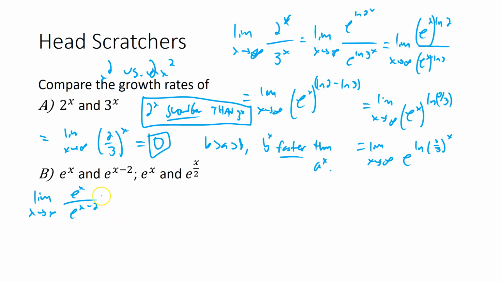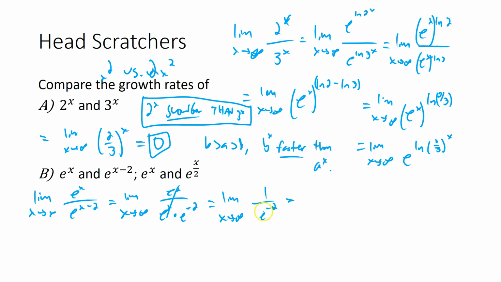Hope you hear me. So what you're going to do instead is just use your ideas of exponent rules. This is the limit as x approaches infinity. On the top, we have e to the x. On the bottom, e to the x minus 2, that is e to the x times e to the negative 2. Right? We can split that up because they're the same base, so you just add the exponents. Then the e to the x is canceled, so we have the limit as x approaches infinity of 1 over e to the negative 2.